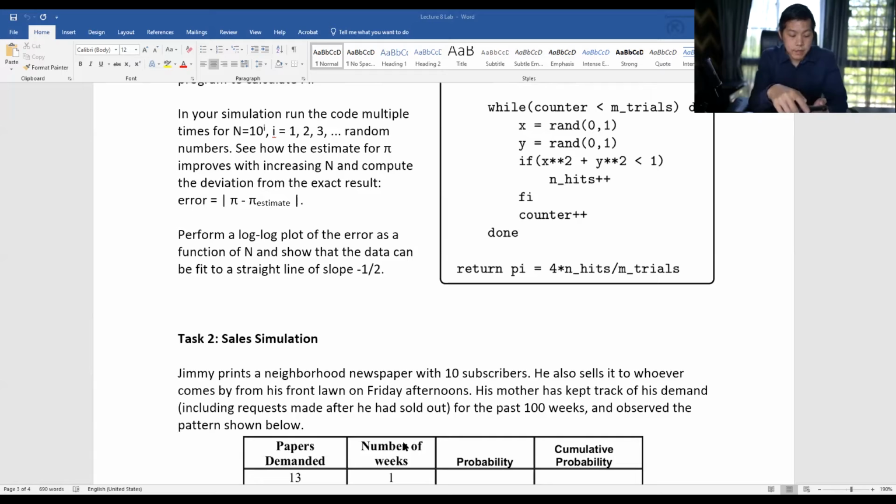Make it 2 weeks then. 2 weeks to do, yeah. And this is all for today's lecture.